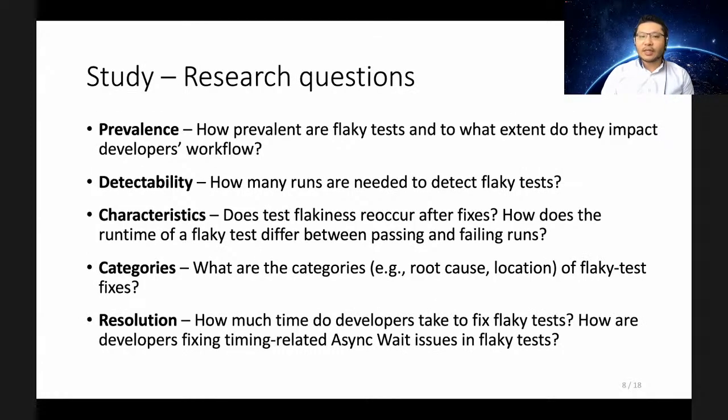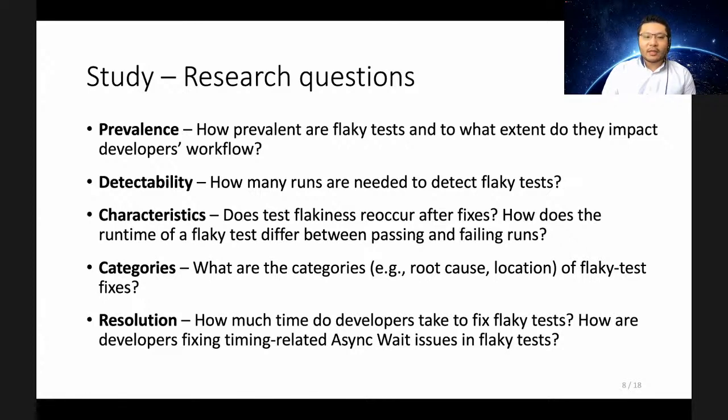In terms of our study, we actually look at 5 main categories of questions. The first one is on the idea of prevalence. So how prevalent flaky tests are and how they really impact the developer's workflow. The second one is on detectability. How many runs, I guess, are typically needed in order to detect flaky tests? The third one is on characteristics. So does test flakiness actually ever reoccur after developers fix them? How does the runtime of flaky tests sort of differ on passing and failing runs?